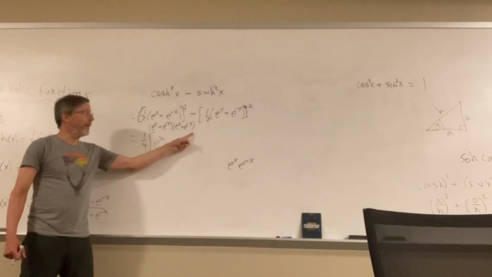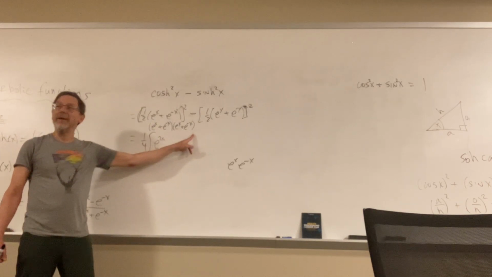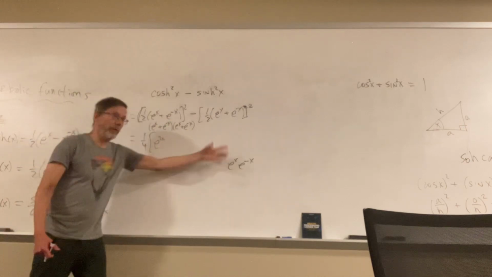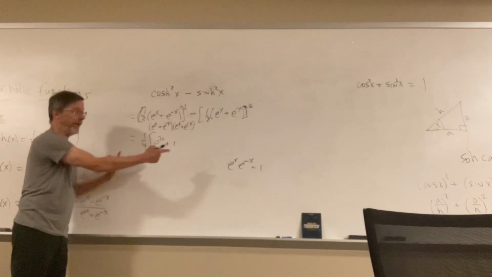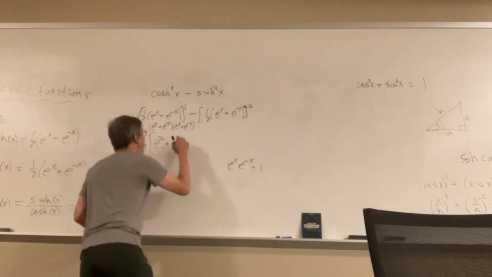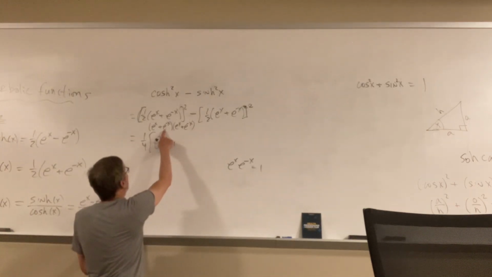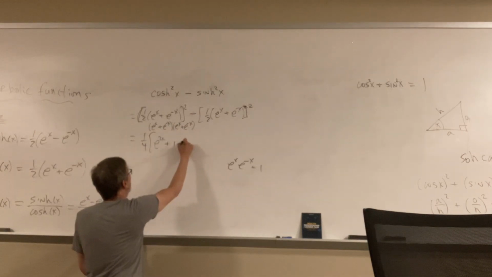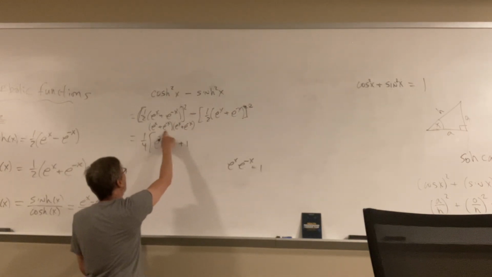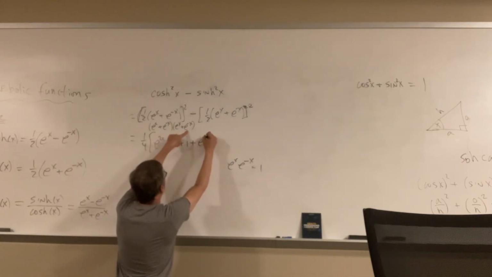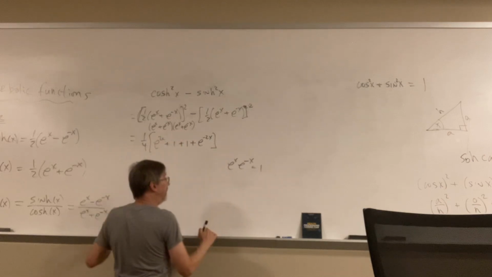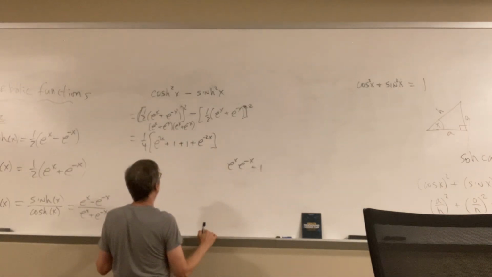What is e to the x times e to the negative x? 1, because they're reciprocals of each other. Right? So this is just 1, because that's e to the x over e to the x. What is the inner? 1 again. e to the negative x times e to the positive x. And then lastly, e to the negative x times e to the negative x. Okay? Check that out.